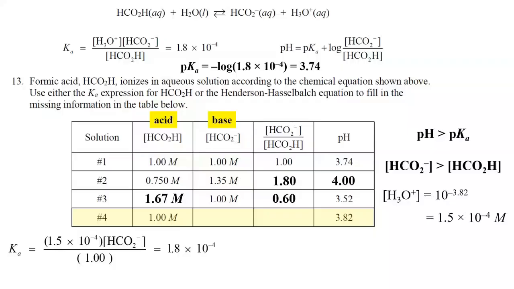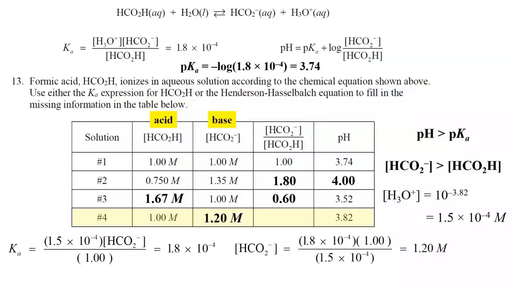I'm going to solve for the concentration of HCO2 minus, and I do the rearranging of the equation. I get 1.8 times 10 to the negative 4 times 1 divided by 1.5 times 10 to the negative 4. And when I do that math, it works out to be 1.20 moles per liter. So the ratio of formate concentration divided by formic acid concentration is 1.20.